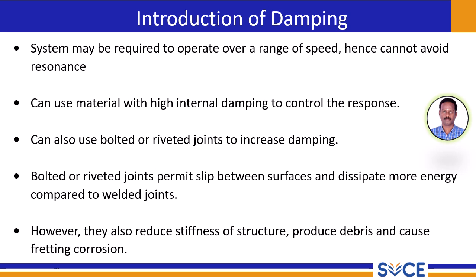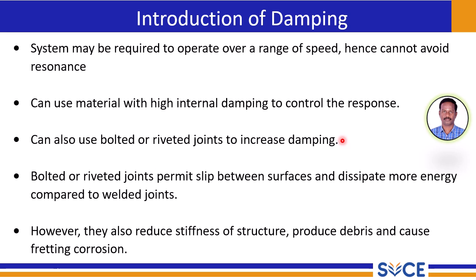One way to introduce damping is by carefully selecting the materials used in the system's construction. Certain materials possess inherently high internal damping characteristics. This means that as the material deforms during vibration, a significant portion of the vibrational energy is dissipated within the material itself as heat, thus reducing the amplitude of oscillations.